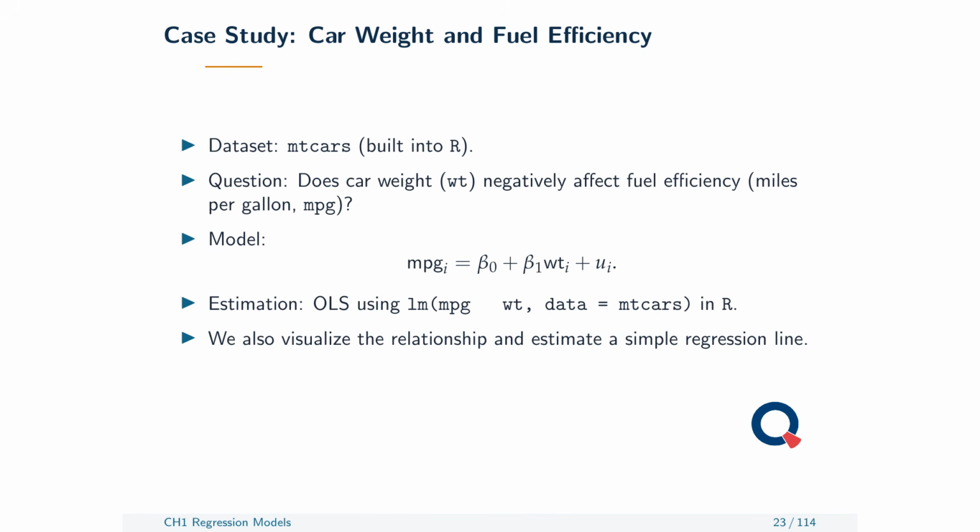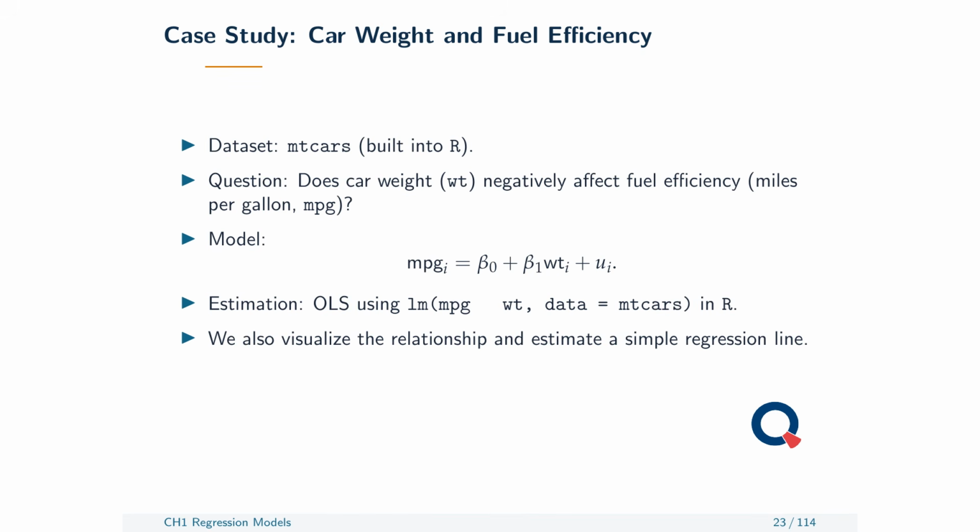Now consider the built-in R data on 32 cars. We regress fuel efficiency, measured in miles per gallon, on vehicle weight, measured in thousands of pounds. The estimated slope is about negative 5.34. Within this sample, an additional 1,000 pounds of weight is associated with roughly 5.3 fewer miles per gallon on average.